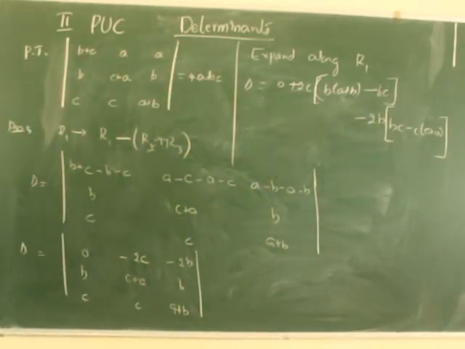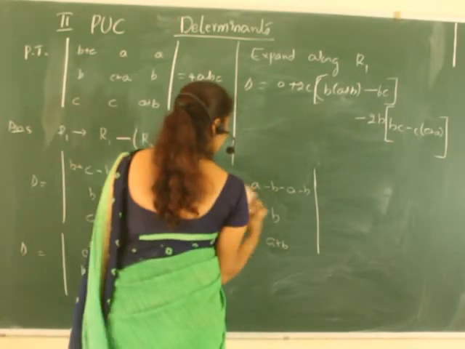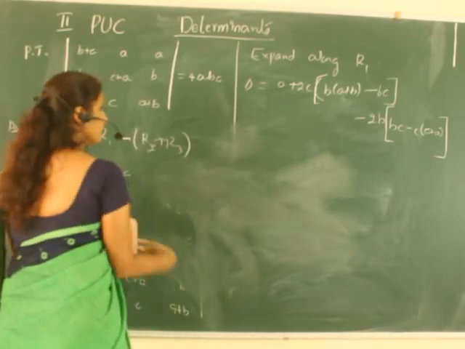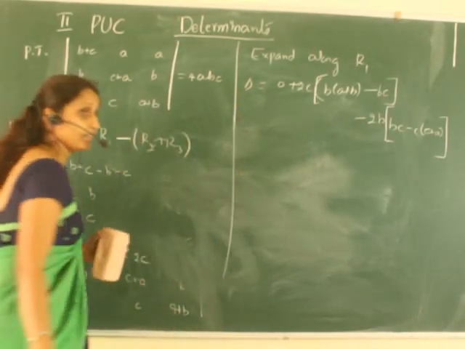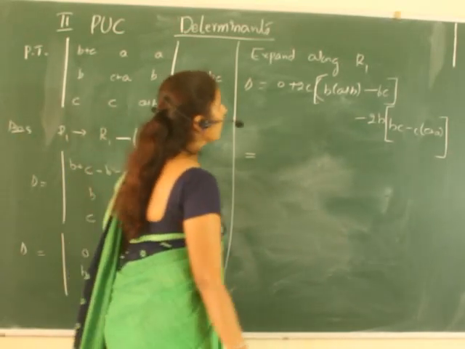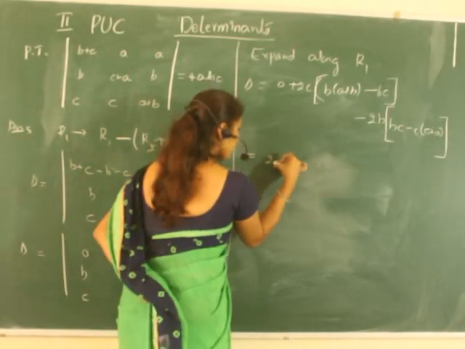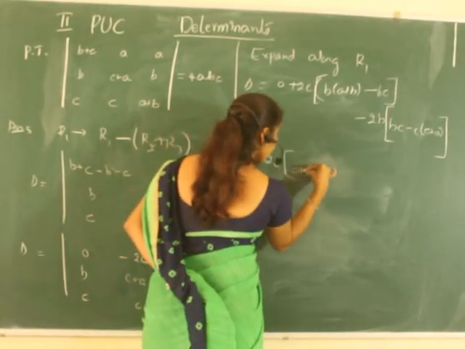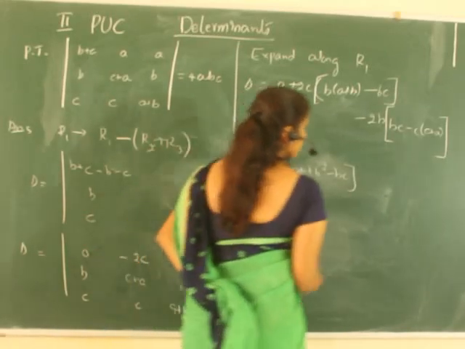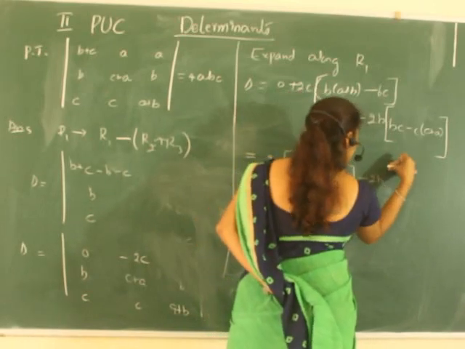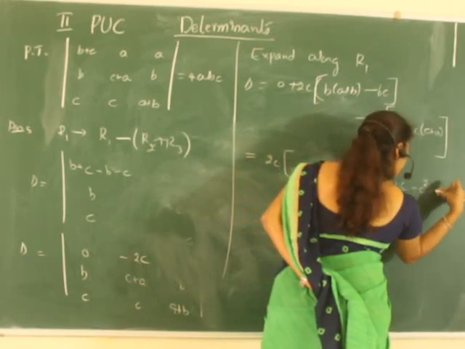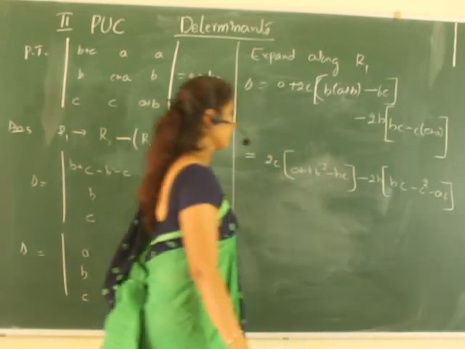Then the simplification part. I have written directly the second order determinant without writing the terms. So this will be equal to 2c into ab plus b square minus bc, then minus 2b into bc minus c square minus ac minus ac.